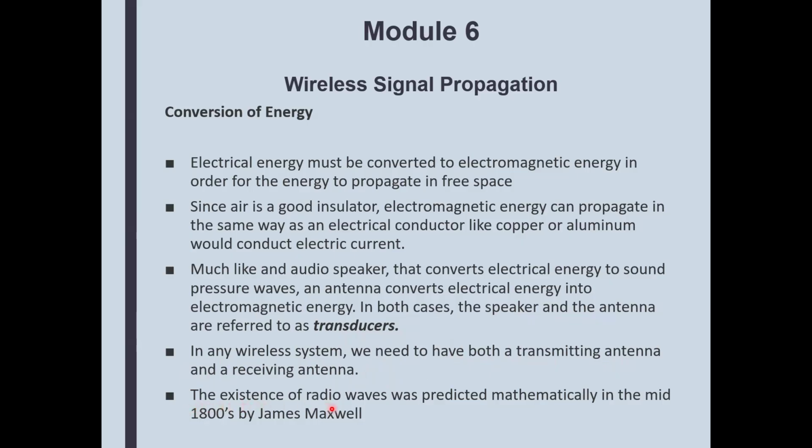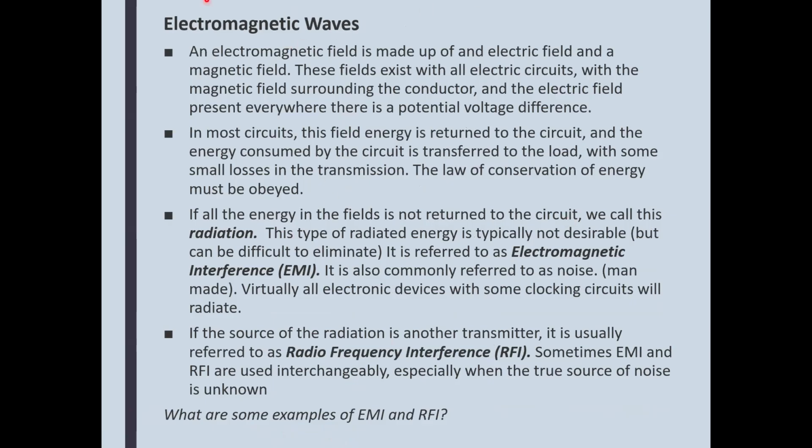Now, the existence of radio waves was predicted mathematically in the mid 1800s by someone whose name was James Maxwell. And when I hear that name and I hear the word equation associated with that, wow. All right, 1800s.